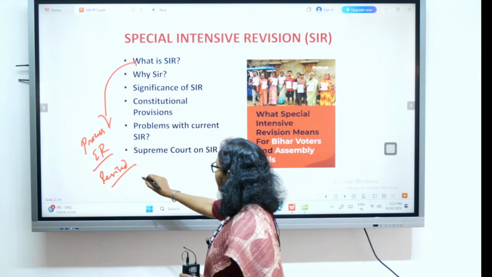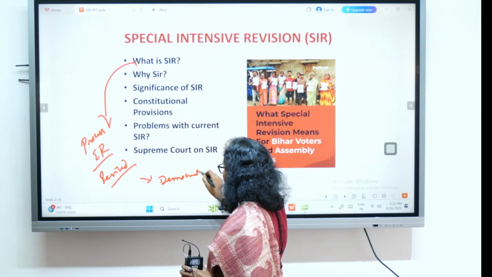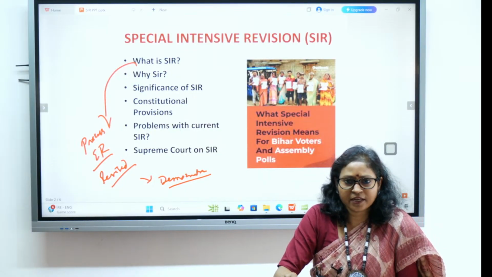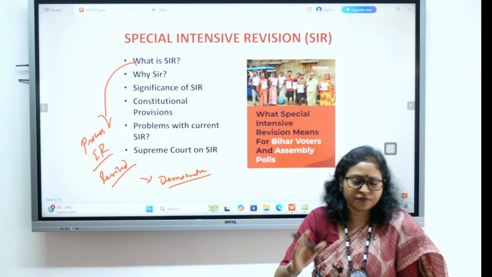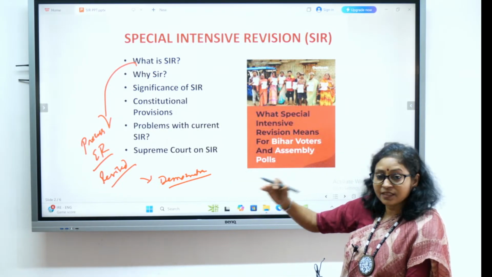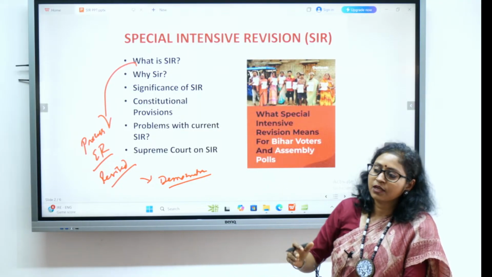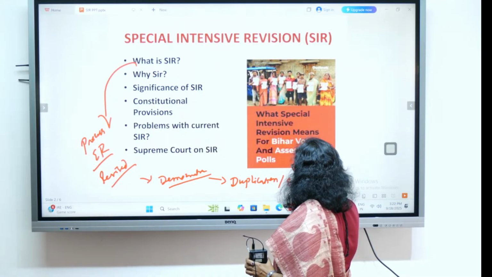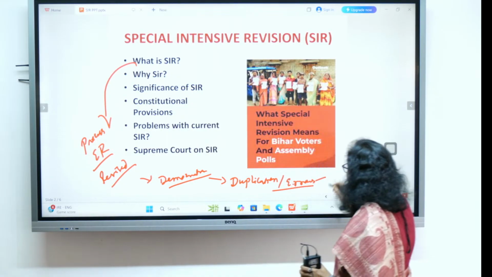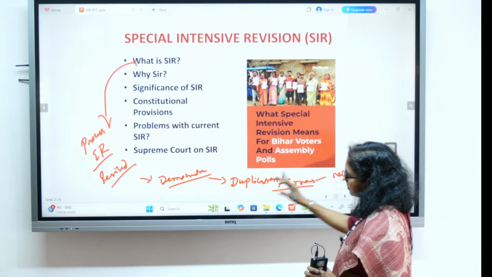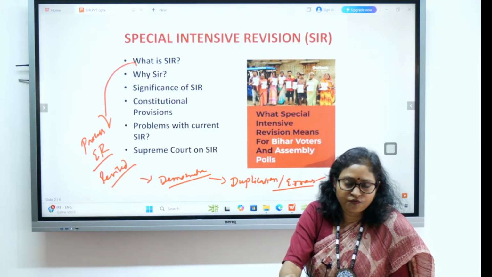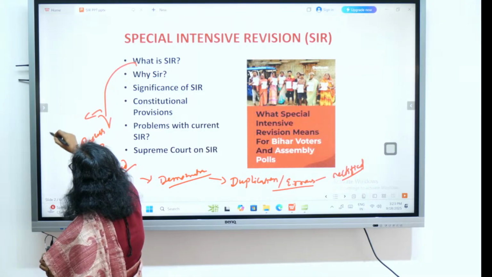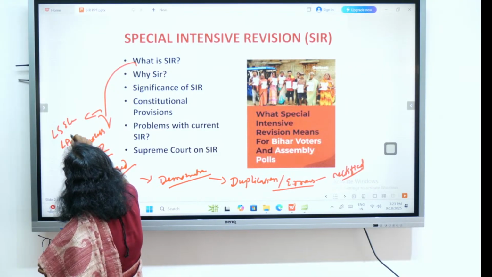So obviously in a democratic country, where election is a regular requirement, so is the revision of electoral rolls. It is very, very important that frequently or intermittently the electoral rolls should be revised, so that any kind of duplications or errors can be rectified. That is the reason why intermittent revision of the electoral roll is important, and SIR happens generally before the Lok Sabha election or Legislative Assembly election.